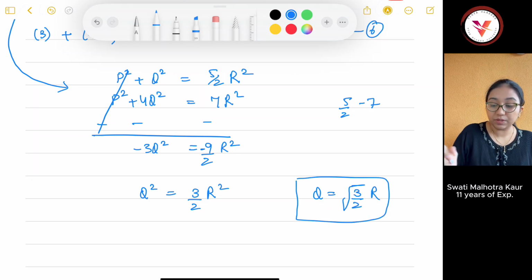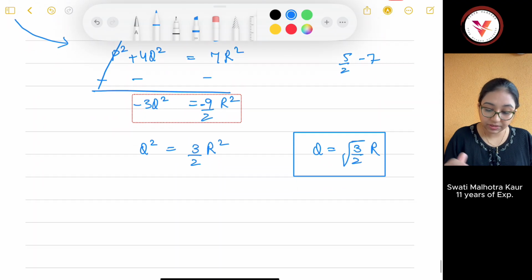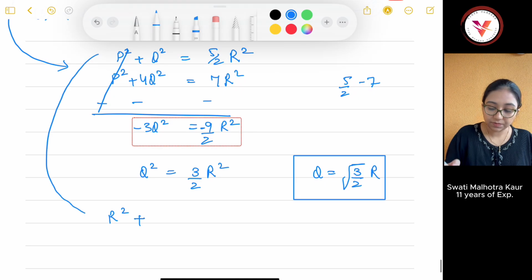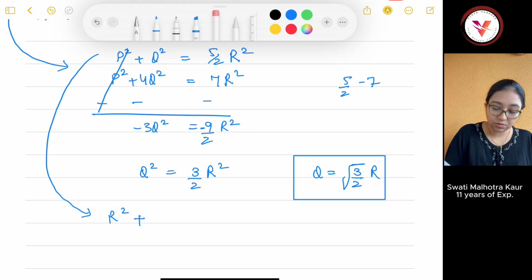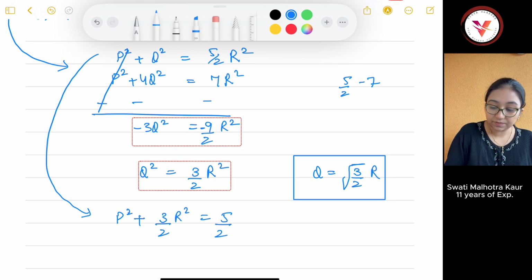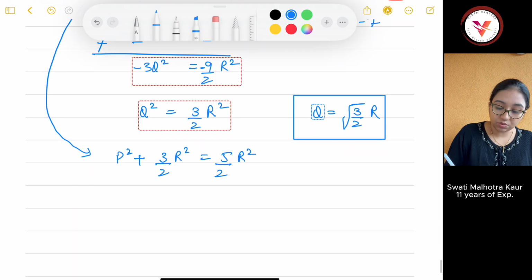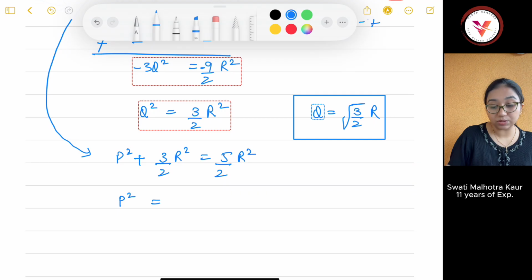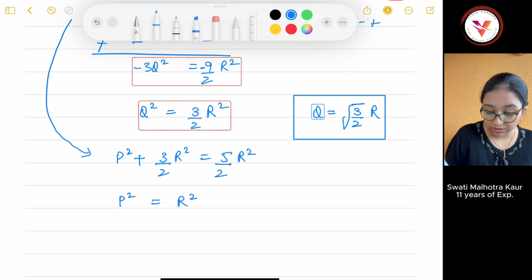This is the first result. And for P square, you can simply put the value of Q square in this equation. It's simple maths. Put Q square as 3 by 2 R square, then P square equals 5 by 2 R square minus 3 by 2 R square. 5 minus 3 is 2, 2 by 2 is 1. Then it becomes R square. Then P is equal to R.